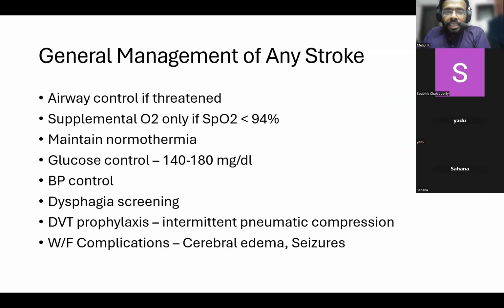So that is all about imaging. Now we are coming to the most important part of this lecture, that is general management of a stroke case.